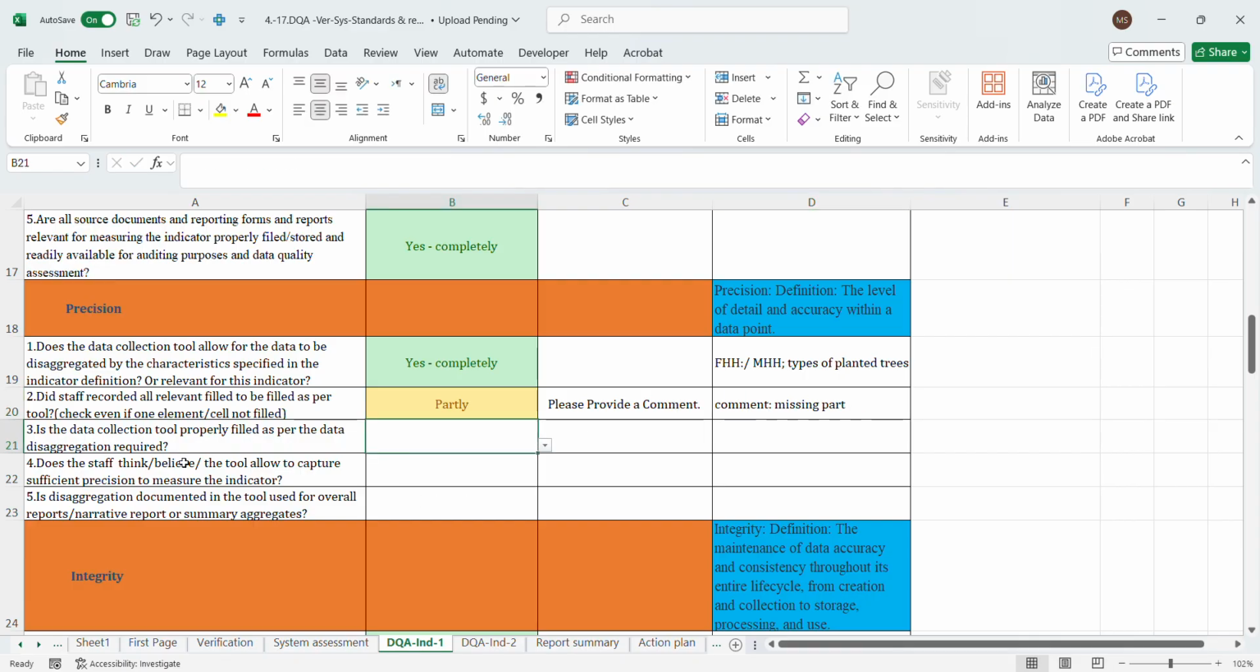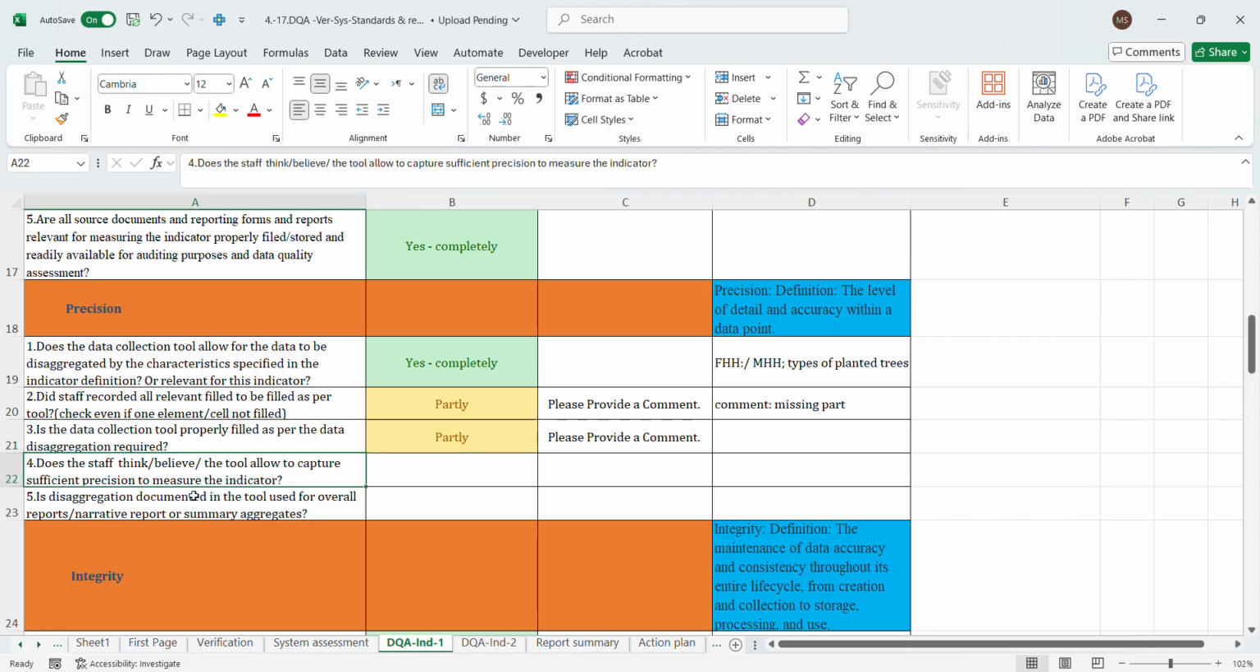The next one is, is the data collection tool properly filled as per the data disaggregation requirement? If all the disaggregation requirements are filled, we can say yes completely. Otherwise, we can say partly.